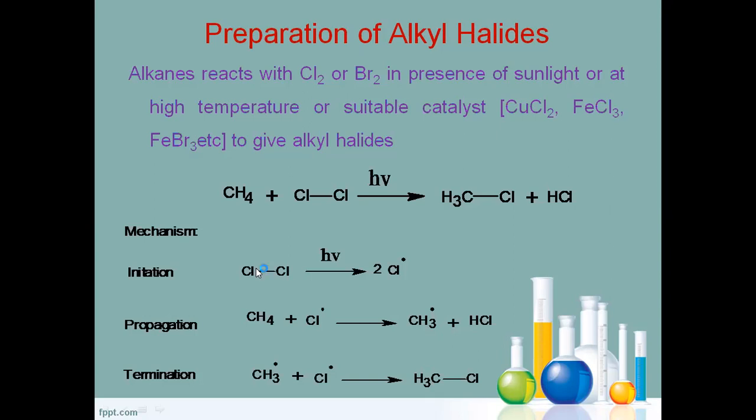Here the chlorine absorbs UV radiation and undergoes homolytic cleavage and forms a chlorine radical. This chlorine radical reacts with the methane and forms a methyl radical. This methyl radical again reacts with another chlorine radical to form the methyl chloride. So this is one of the preparations of alkyl halides by using alkanes.